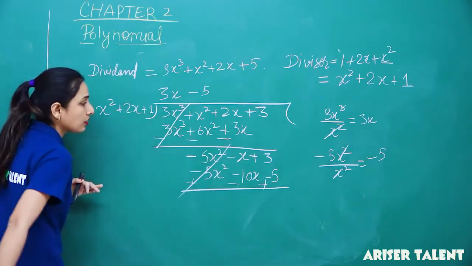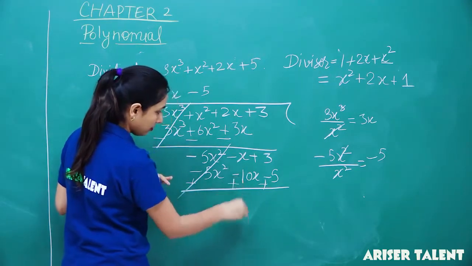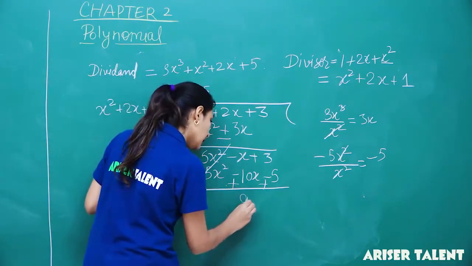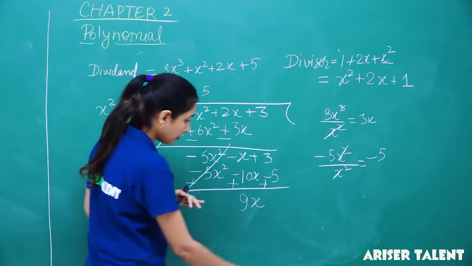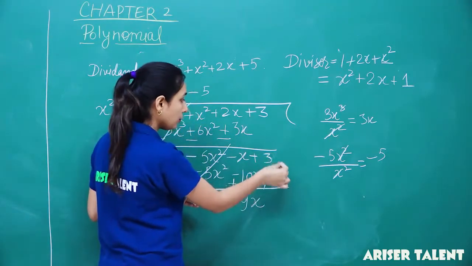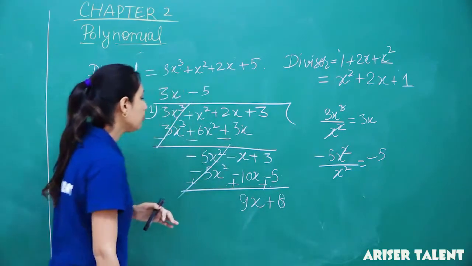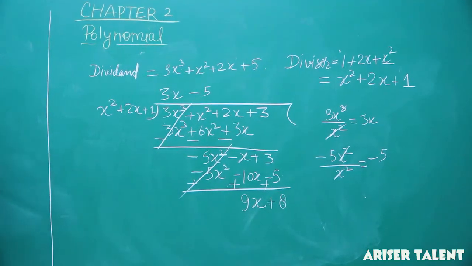Okay, cut it out. Now minus plus. Okay, so plus of 10x minus of x will give you 9x. Now plus of 3 and plus of 5 will give you 8. So you will be having 9x plus 8.